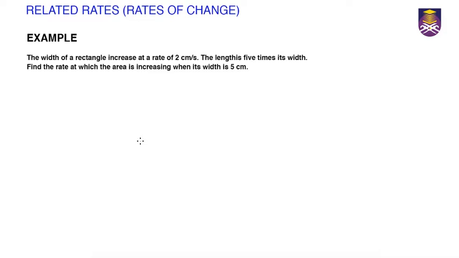So look at the example here. The width of a rectangle increases at a rate of 2 cm per second. The length is 5 times its width. Find the rate at which the area is increasing when its width is 5 cm. As you can see here, we want to find the rate of the area. When we mention rate, we know that it is over time. So the rate of area is dA over dt. This is what we want to find, and it is given when the width is 5 cm.